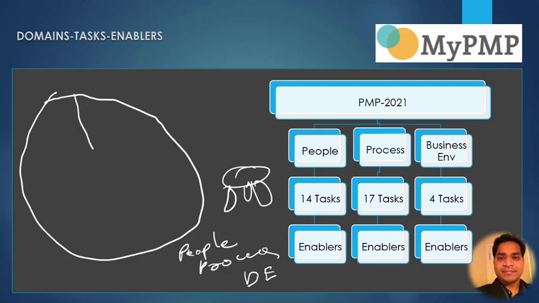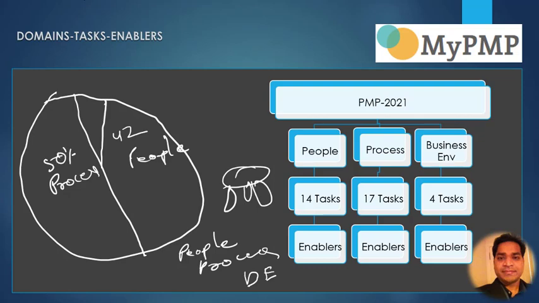Half of that area is covered by the process domain. Each of those areas is known as a domain, and the name of this domain is process domain. It comprises activities related to the standards, methodologies, etc. Out of the remaining half, around 42% of the area is related to the people domain. So this is 50%, and the remaining 8% is related to business environment. So people, process, and business environment.